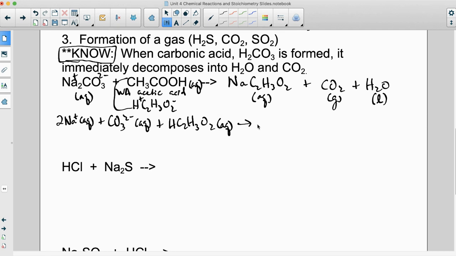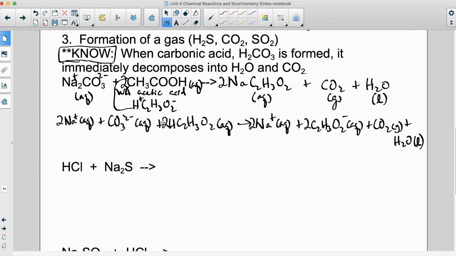This is a group 1 salt. We'll dissociate that. Oh, and I should check that this is balanced. This should have a 2 here, right? And we should have a 2 right here. Okay, now it's balanced. So let's go back and fill that in there. So here we have 2Na+ aqueous plus 2C2H3O2- aqueous. Gas, we do not dissociate. Liquid, we do not dissociate.